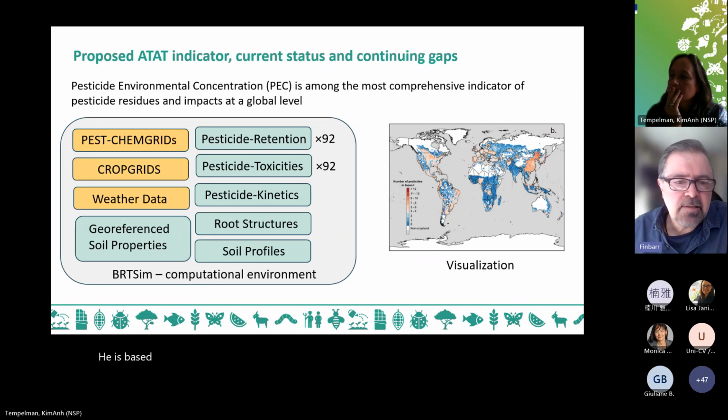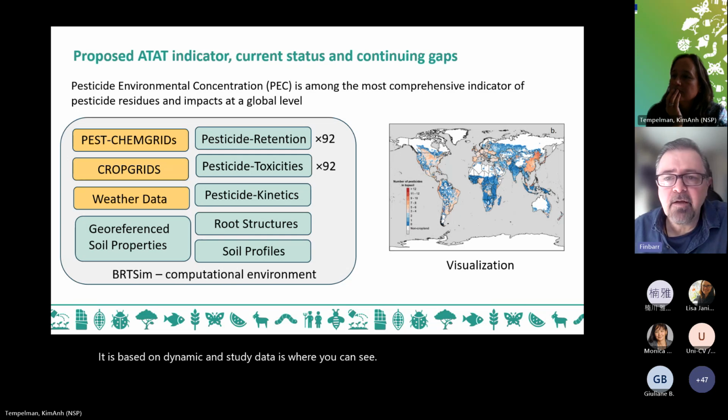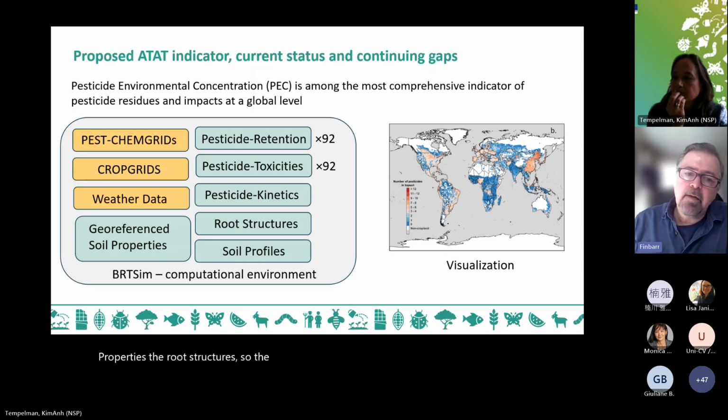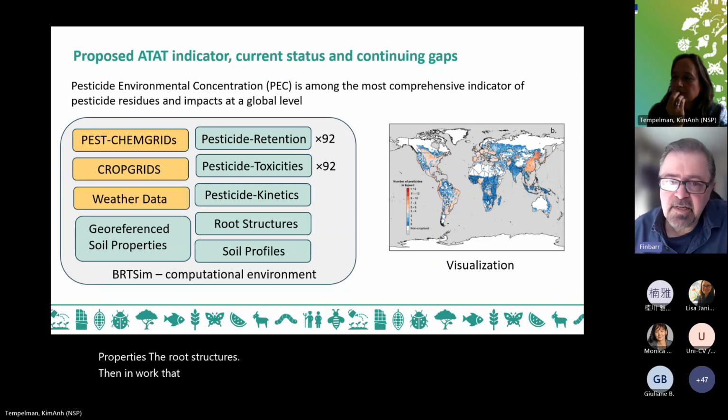Now, the PEC, or the pesticide environmental concentration, as Kim had mentioned already, is based on dynamic and static data. And in this square here, you can see the dynamic data indicated in orange. So we have pest chem grids, crop grids, and weather data. And the static indicated in green. So in this case, for example, if we were looking at residue times of pesticides in the soil, you'd want to know about pesticide retention times, pesticide kinetics and the kinetics of the properties, root structures, soil profiles, and all these would be georeferenced.